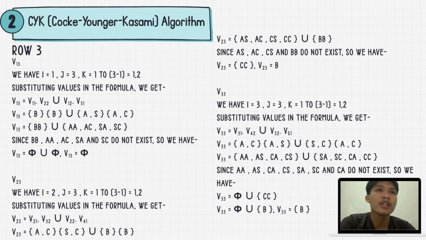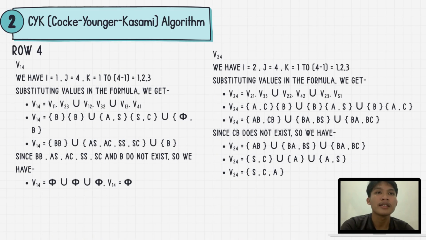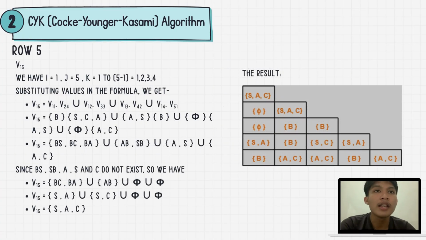The combination continues for row 3. We check every possible split point of the three-symbol substring. This is the core of this dynamic programming efficiency. We continue this systematic process for row 4, always building upon the results of the rows below. Finally, we check the top cell, which represents the entire string, because the start symbol S is found in the cell. The string BAABA is accepted by the grammar.